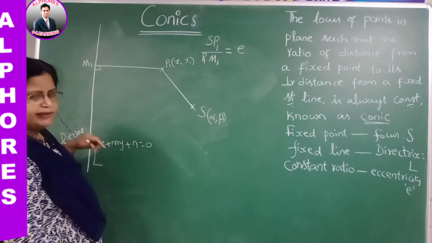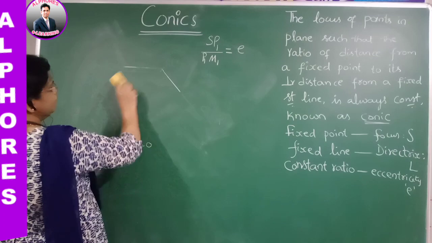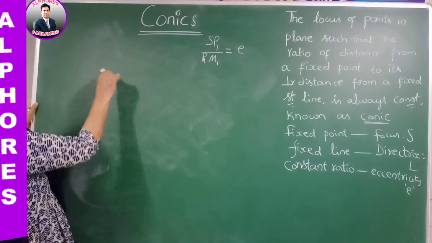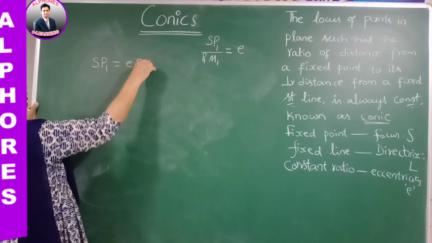And now let us simplify this equation, students. Now how can we simplify? Just by using the distance formula and perpendicular distance. Okay. Now if I do cross multiplication, SP1 equals e into P1M1.